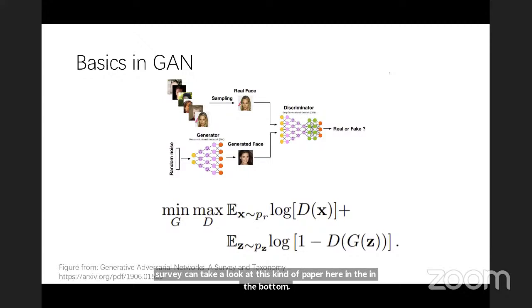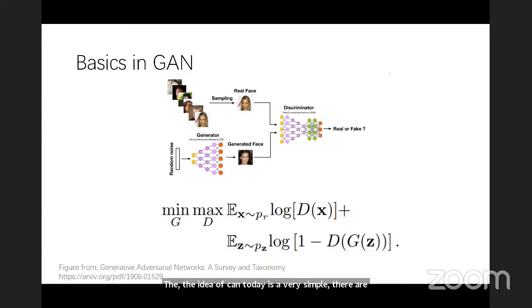The idea of GAN is very simple. There are two components in the training process. We use the face as an example. There are two components, the generator and the discriminator. Given an input random noise, we use the generator to generate a face. The target of the discriminator is to discriminate whether this input face image is a real face or a fake face. We use a min-max loss function like this to train this kind of model.